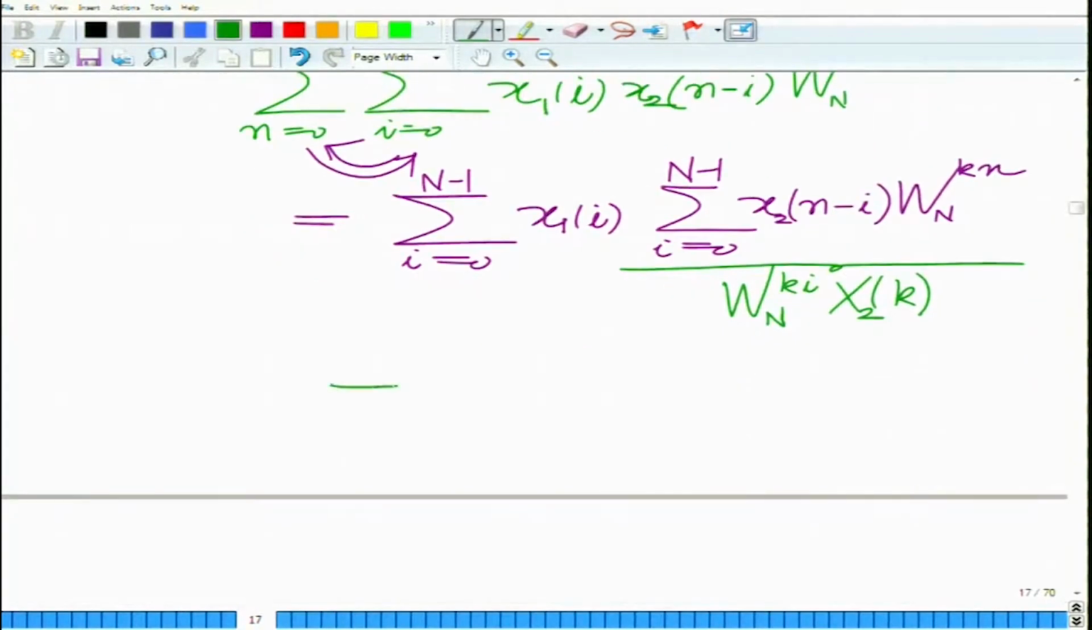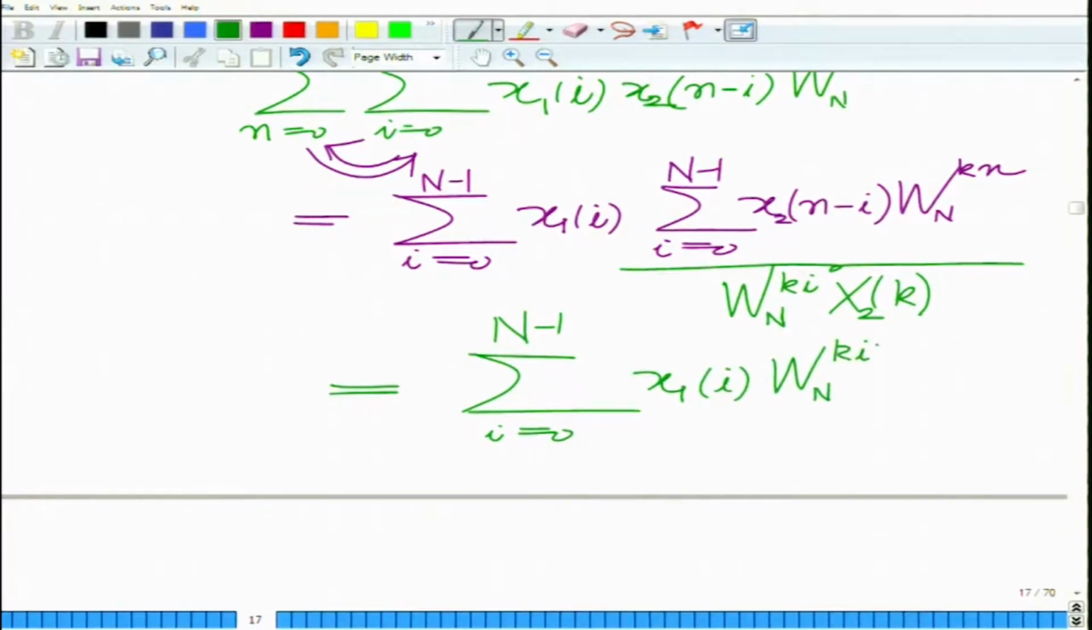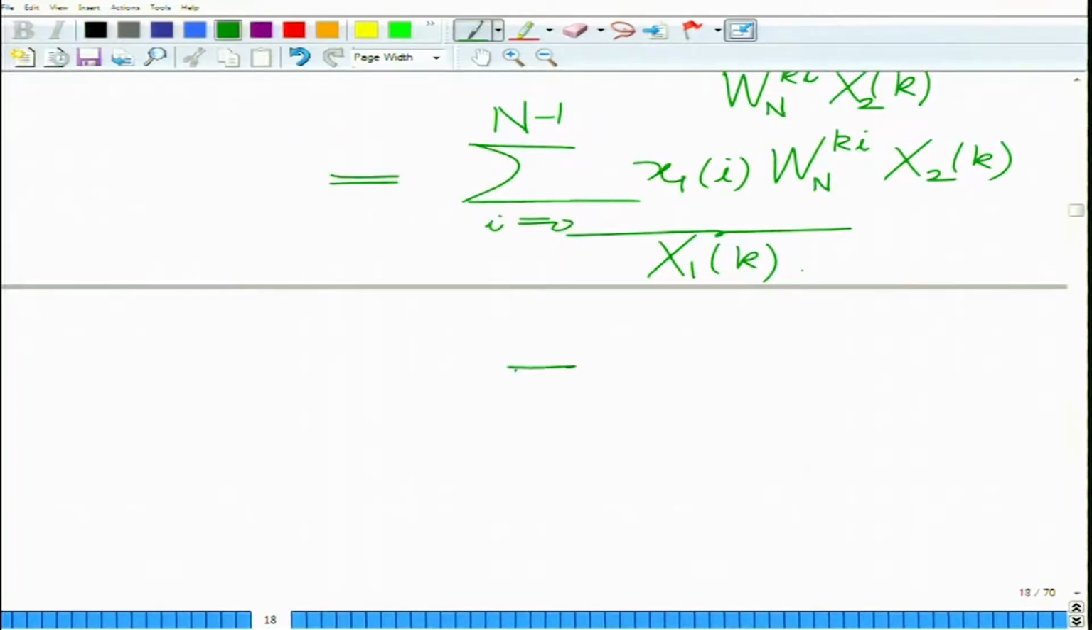So now this basically reduces to summation i equal to 0 to N minus 1 of x1(i) W_N^{ki} times X2(k), and X2(k) is constant, it depends only on k. You can see this is nothing but X1(k). So that reduces to X1(k) times X2(k), and this is something that is very important.